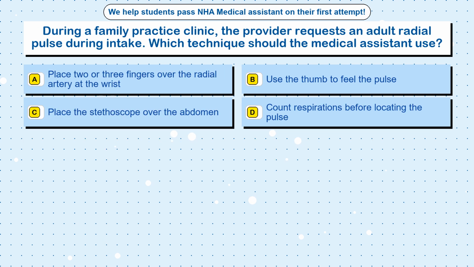Question 14. During a family practice clinic, the provider requests an adult radial pulse during intake. Which technique should the medical assistant use? Option A, place 2 or 3 fingers over the radial artery at the wrist. Option B, use the thumb to feel the pulse. Option C, place the stethoscope over the abdomen. Option D, count respirations before locating the pulse.